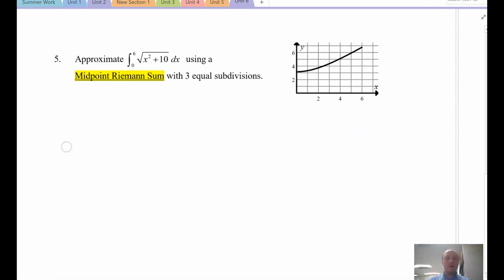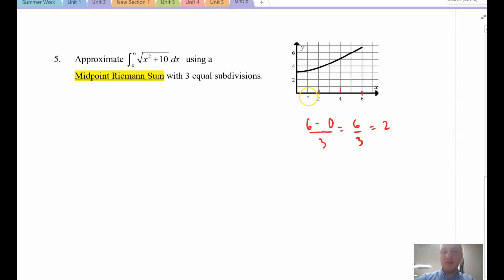So remember, midpoint Riemann sum, we're going to take the midpoint of the interval. They want 3 equal subdivisions. Since my integral runs from 0 to 6, so 6 minus 0, and I want 3 equal ones, that's 6 over 3, which means every 2 units I will have an interval. So I want the midpoint.